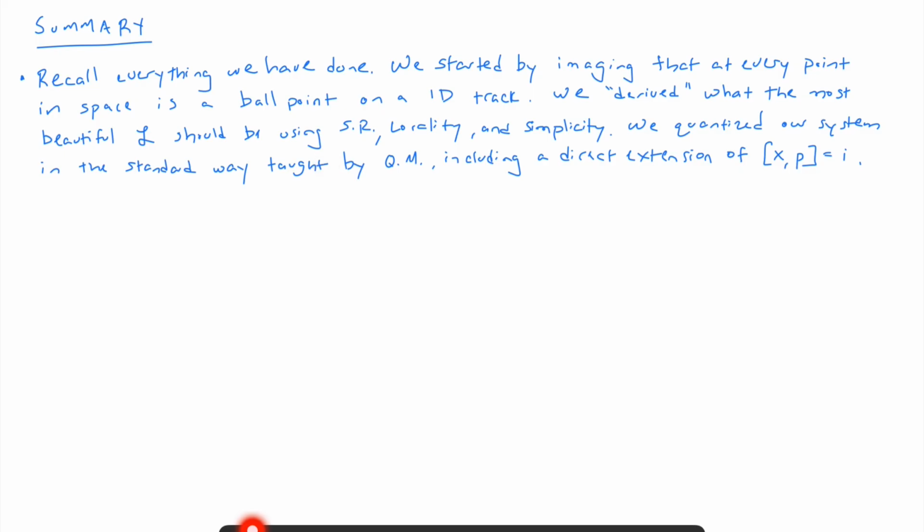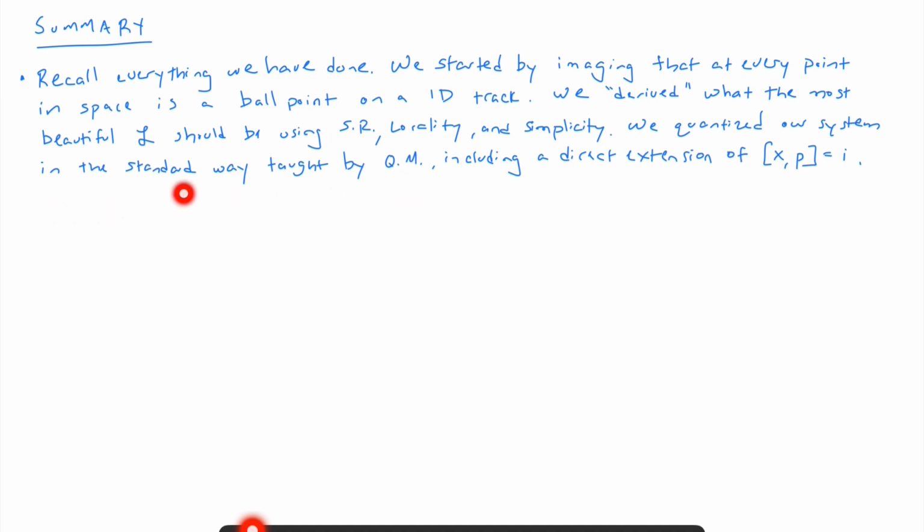How? We used the most absolutely beautiful principles of physics, Einstein's theory of special relativity, the idea of locality, and the idea of just being simple. A lot of Dirac's type of, I don't call it Dirac's, the guy who invented simplicity, but he definitely hammered it home. Then, using that, we quantized our system in the standard way. We didn't create a new type of set of laws. We still believe in the laws of the universe or quantum mechanics, and that's what we use to quantize our system.